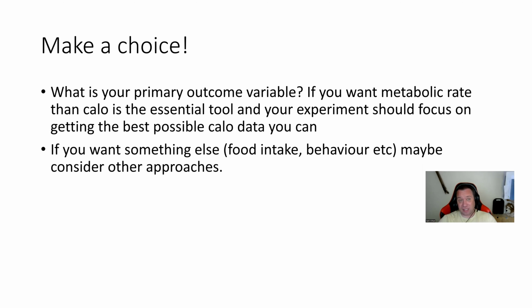And I would argue, finally, you should make a choice as to what your primary outcome variable is. If you want metabolic rate, then calo is an essential tool, and your experiment should really focus on getting the best possible calo data you can. You should be prepared to sacrifice things like activity measurements if you really need the energy expenditure, by putting in environmental enrichment to reduce the stress.